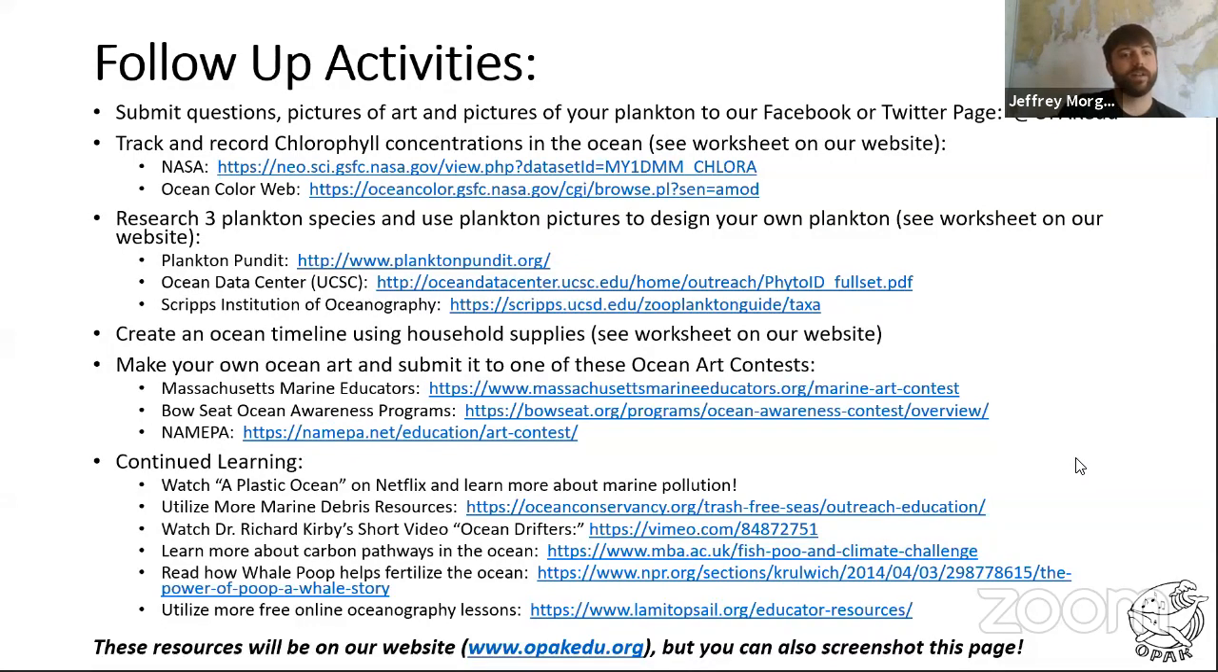But some of these other activities, while you're at home, you can actually track and record chlorophyll concentrations in the ocean. There's some great resources there from NASA. The second one is also from NASA, but it's through their Ocean Color web database. And through both of those, you can see daily chlorophyll concentrations in the ocean. And I have an activity there where you can go through and look at how chlorophyll concentrations change seasonally. Worksheet will explain that a little bit more.